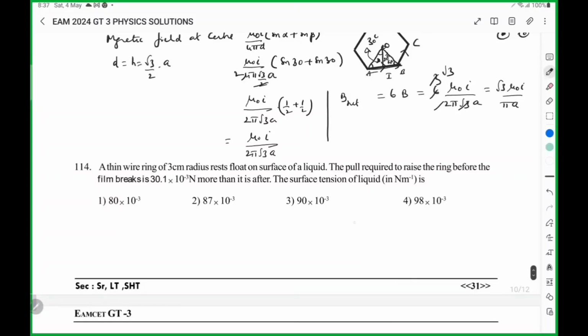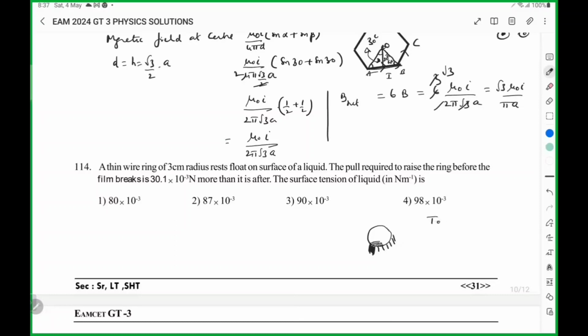A thin wire ring of 3 centimeter radius rests, floating on the surface of the liquid. To pull it, on this side one film, one water layer is connected. Here, on this side, one water layer. 2 layers are connected throughout the circumference.